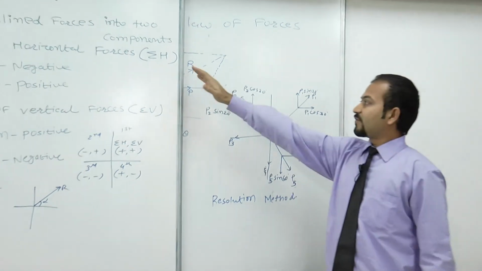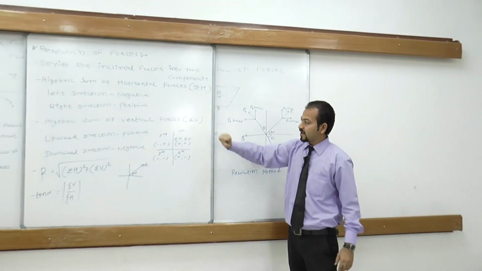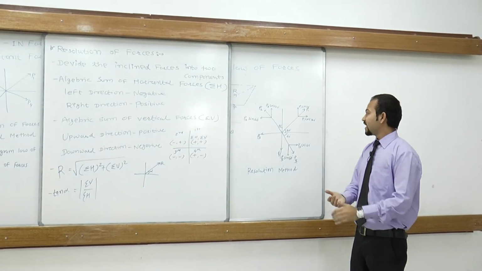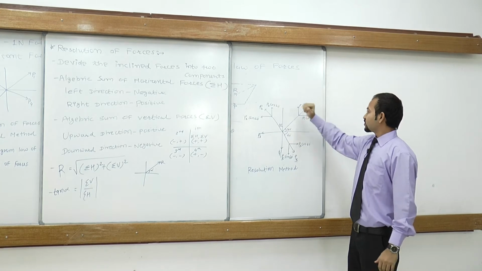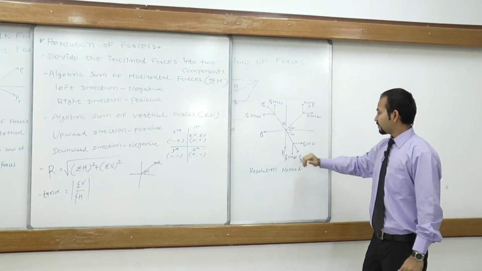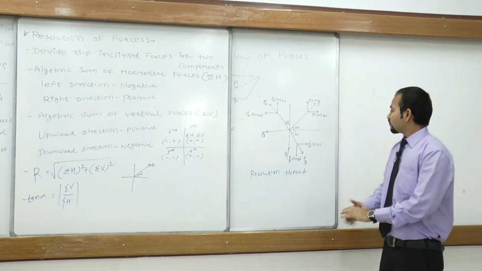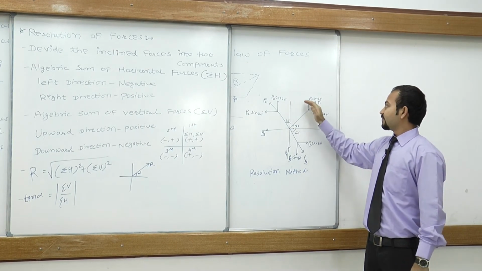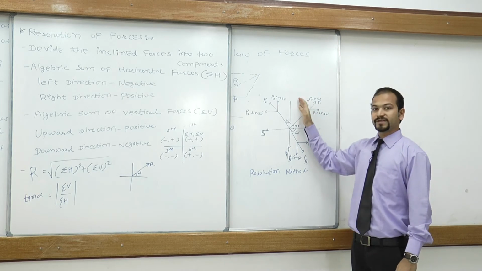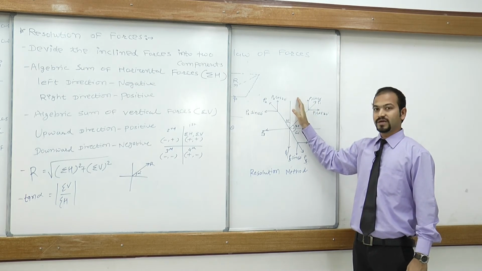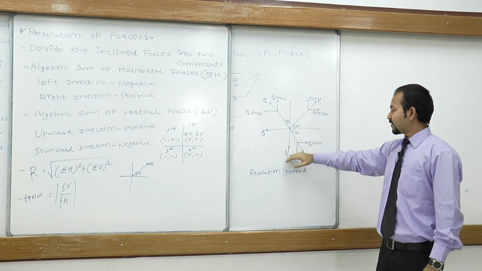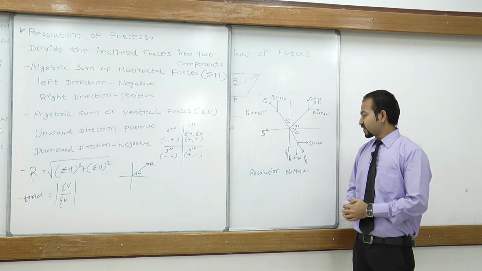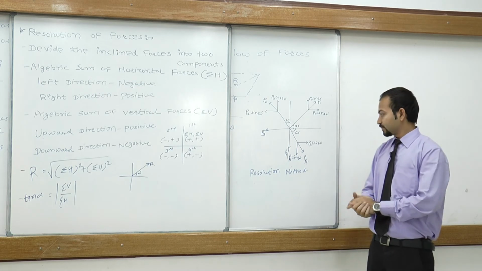Then after finding sigma H, we find sigma V, in which we consider vertical forces. P2 cos 20, P1 sin 30, P4 and P5 sin 60 are vertical forces. P2 cos 20 and P1 sin 30 both act in the upward direction, so we consider them positive. P4 and P5 sin 60 act in the downward direction, so we consider them negative.